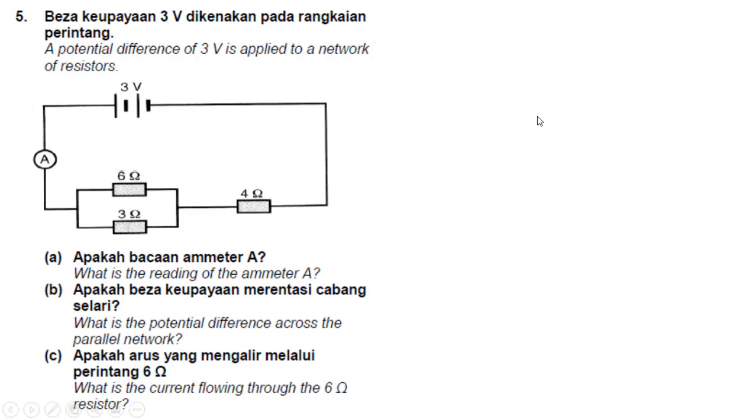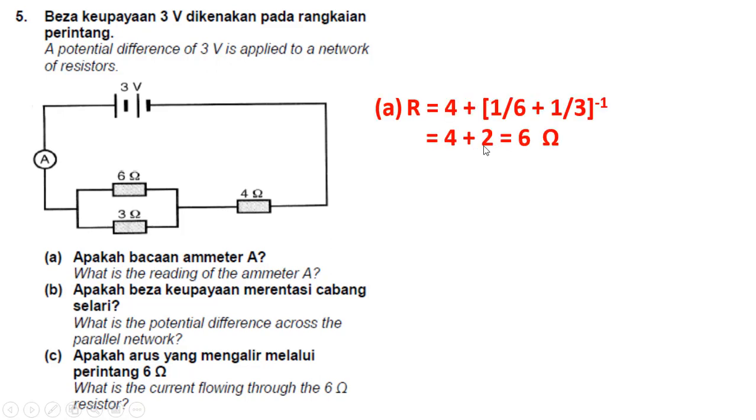So the first thing is you have to find the effective resistance. We have 2 here. So settle the parallel part first: 1 over 6 plus 1 over 3. Sorry, 1 over 6 here, 1 over 6, you should get 2. So this total resistance here is 2. And then 2 plus 4, you should get 6 ohm.